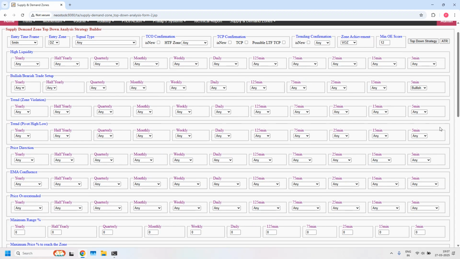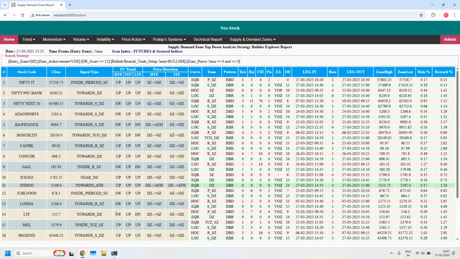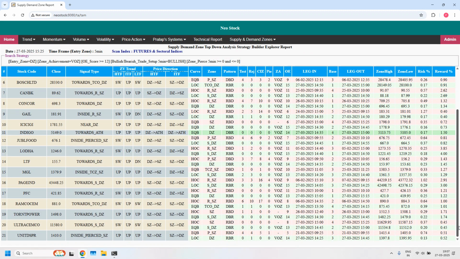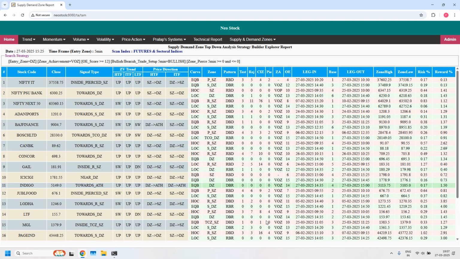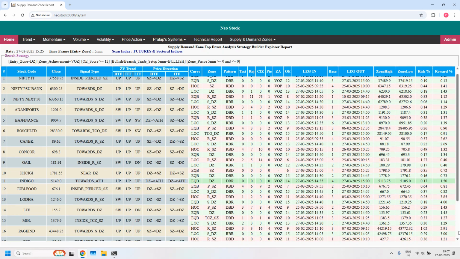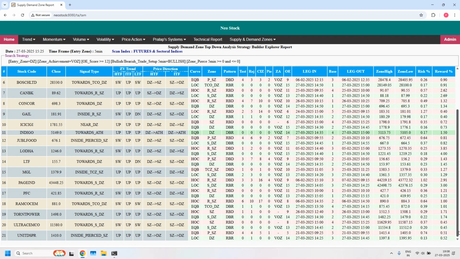With these filters, we got 21 stocks supporting bullish trade setup for hourly income trade. So first 16 stocks in the list. I am scrolling the list down. So total 21 stocks are filtered. Out of these 21, we can further filter based on zone confluence.